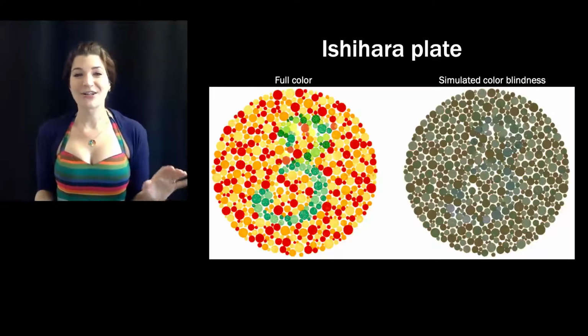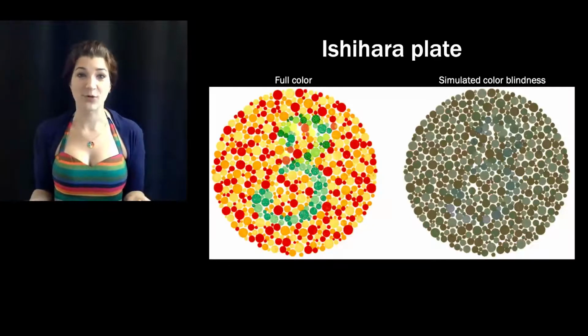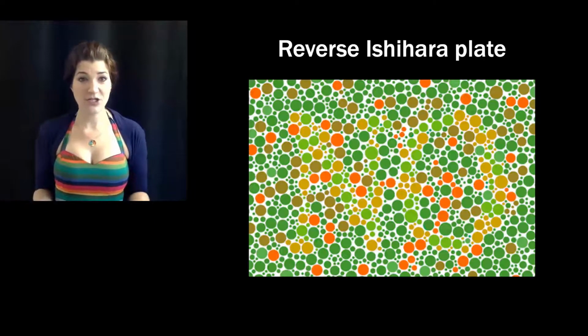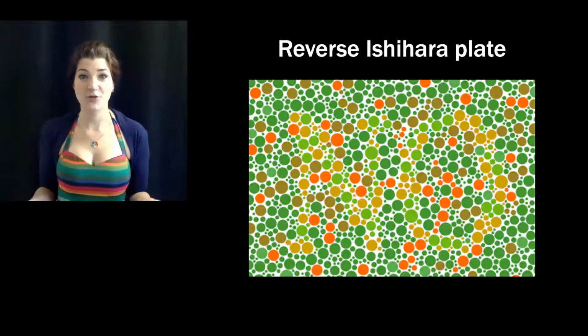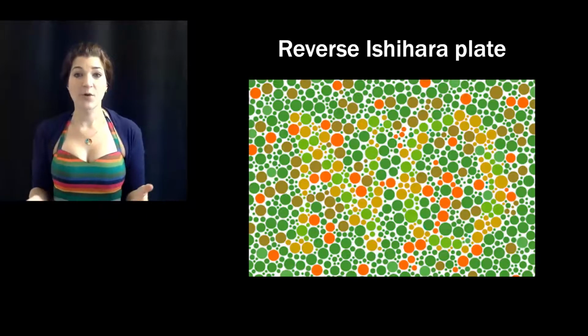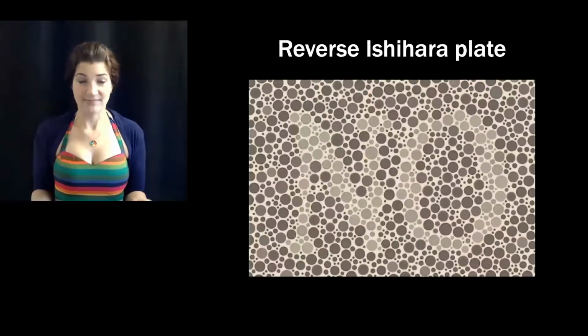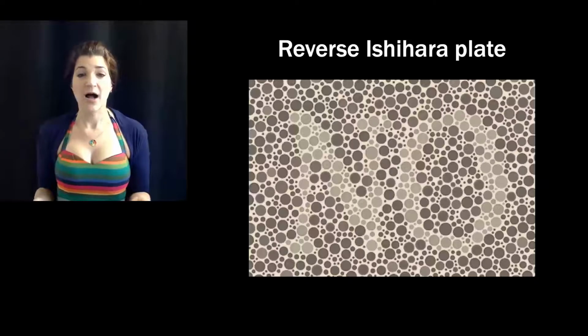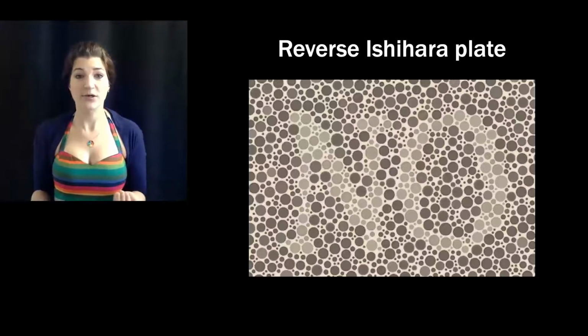There are also what are called reverse Ishihara plates, in which people who are colorblind have an easier time reading the number or letter. So this is a reverse Ishihara plate. If you have typical color vision, you probably can't determine what it says, or it's probably very hard to pick out the letters. But to someone who is red-green colorblind, to someone who has deuteranopia, it looks like this. It spells no. So if you don't have access to the color cues, you can group by brightness instead. So the whites and the grays look more different.